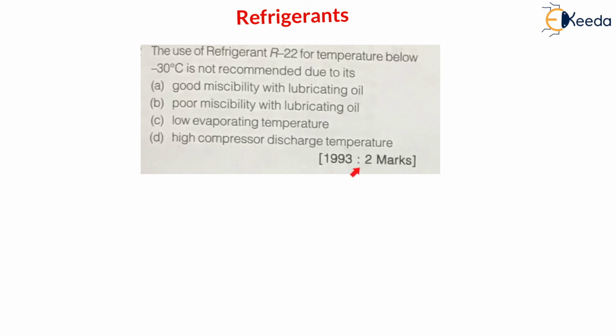Again, they have asked one more question on the refrigerant. This question was asked in GATE 1993 for 2 marks. The question is, the use of refrigerant R22 for temperatures below minus 30 degrees Celsius is not recommended due to its. Now, my dear students, that statement you have to remember directly. For R22 below minus 30 degrees Celsius, it has poor miscibility with lubricant oil, right? Because of this, R22 is not used below minus 30 degrees Celsius. Therefore, option B is the correct choice. This statement you have to directly remember for competitive exams.